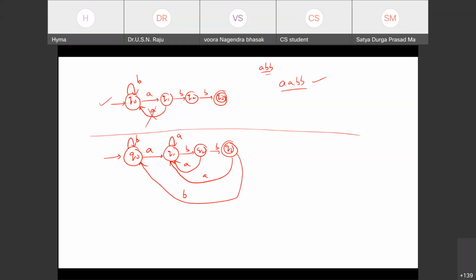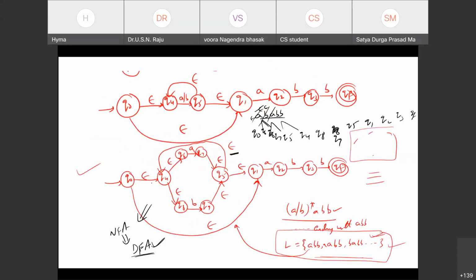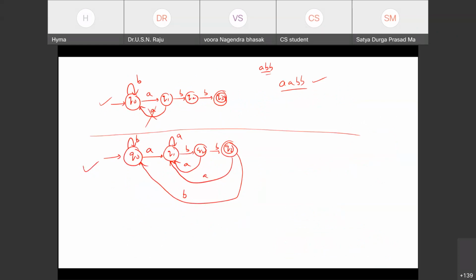So even when you convert this epsilon NFA to NFA and NFA to DFA, surely you will be getting exactly this. Of course, you may be getting some extra states. Then we have one mechanism known as minimization of automata, where we can remove those extra states. But the language accepted is exactly the same as given by the previous one.